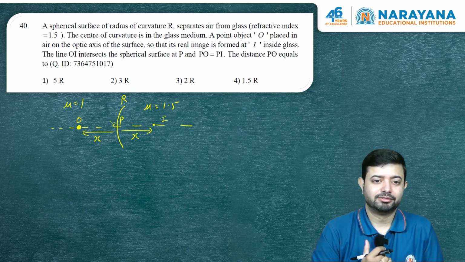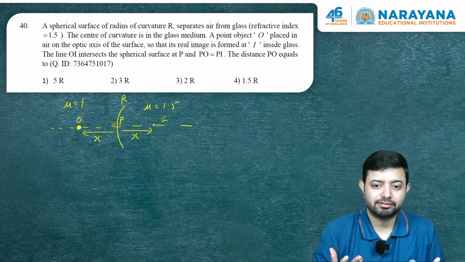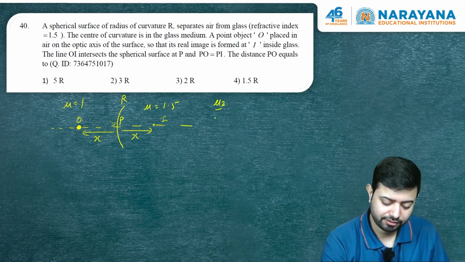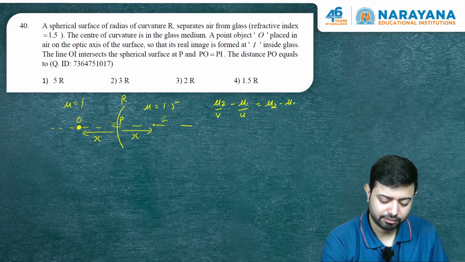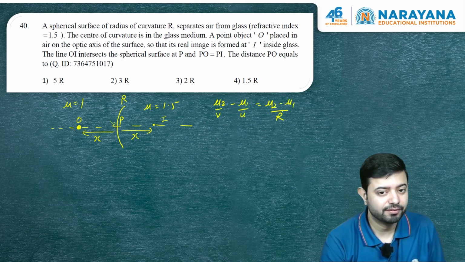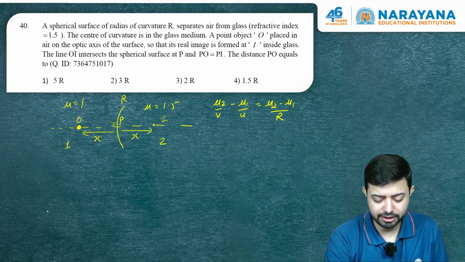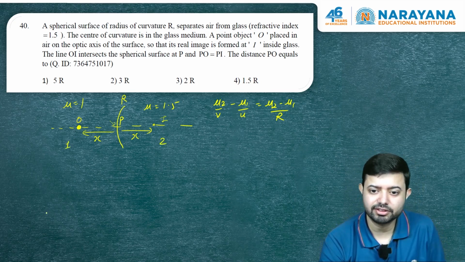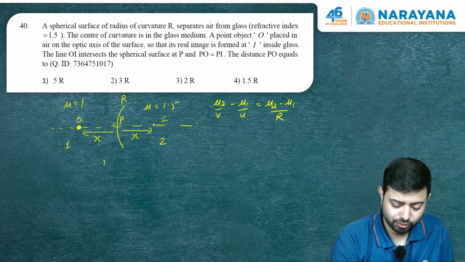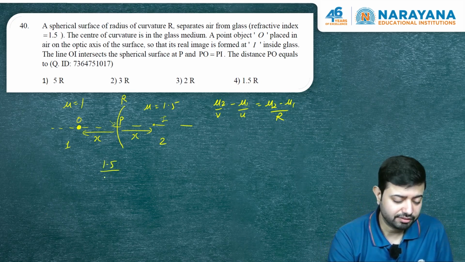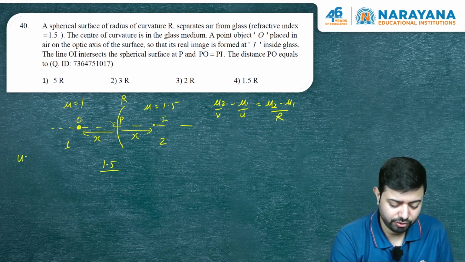Which formula? Which you have studied in the refraction from the spherical surface, right? I hope you remember mu 2 by V minus mu 1 by U is mu 2 minus mu 1 by R. Very simple. So, this is my one medium, this is my two medium, the refractive medium is the second one and the incident medium is the first one. So, what is mu 2? 1.5. What is the image distance from that P? It is plus x, right. Here my u is minus x and v is plus x.